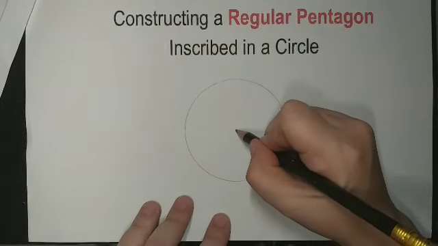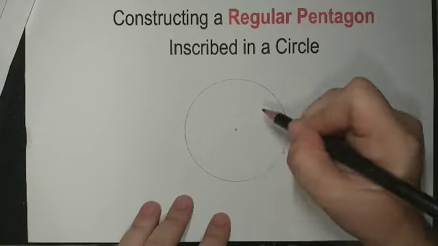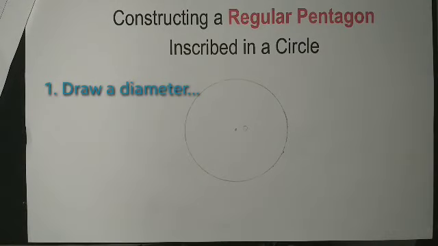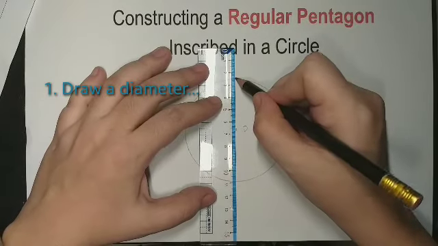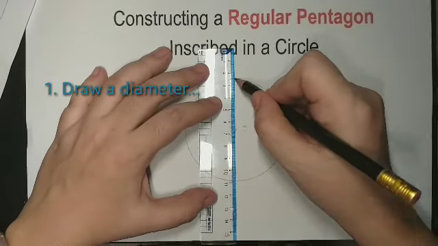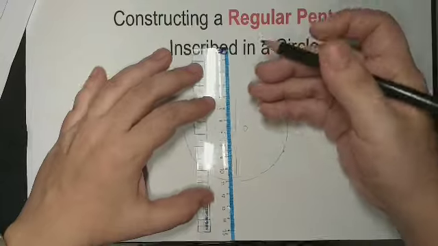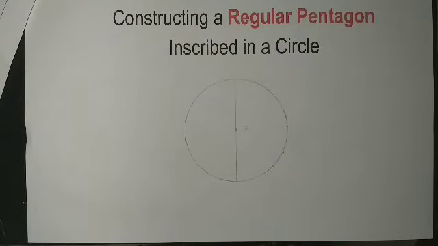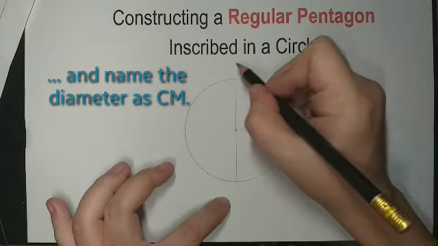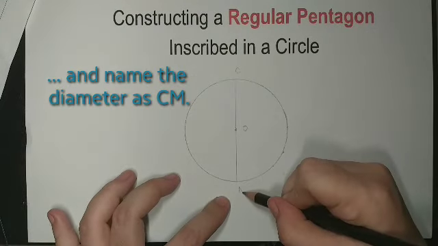Let's determine the center and name this point O. Now with the use of our ruler, let's determine the diameter. Diameter is the segment that passes through the center. Let's name this segment, our diameter, as CM.